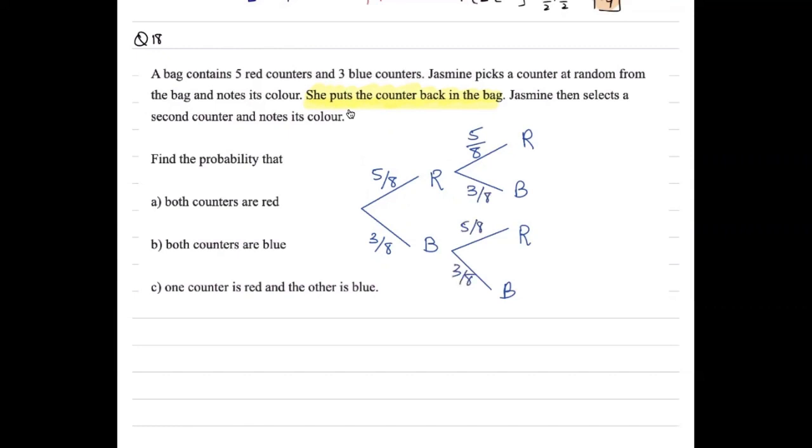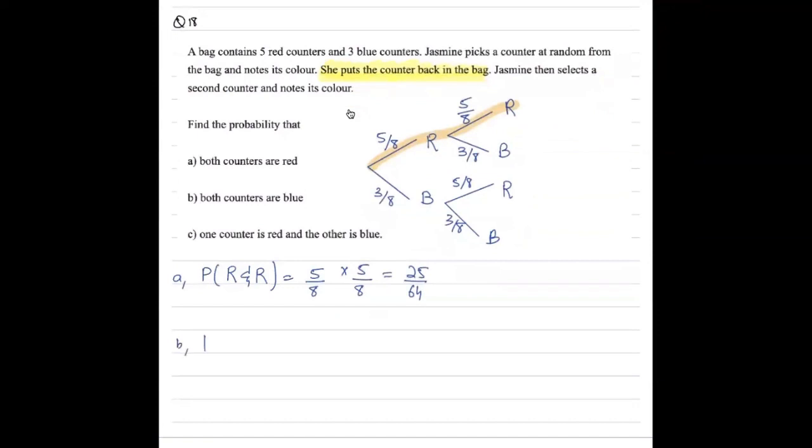Now you have been asked to find the probability that both the counters are red. So the probability of getting a red and a red counter will be this branch. You multiply the probability of getting a red counter in the first attempt times the probability of getting the second red counter. So that's going to be 25 upon 64.